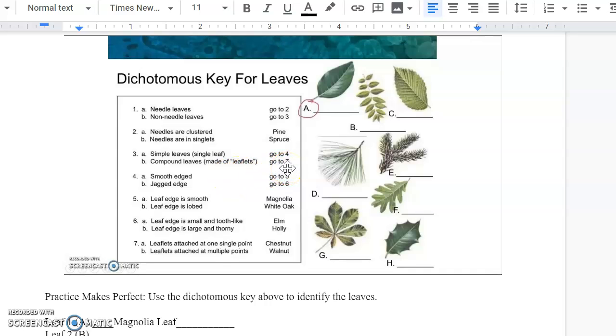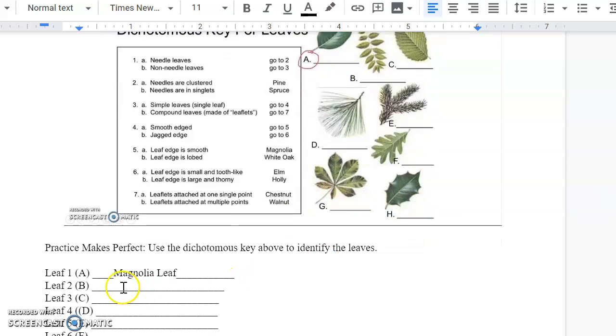So we're going to go down to 7. 7 says leaflets attached at a single point or leaflets attached at multiple points. Well, leaflets are attached at multiple points on this one. So that would be a walnut leaf. So we put walnut for B. And I'll let you try those others. Remember, you always go back up and start with the very first question each time. Always start with that first question.